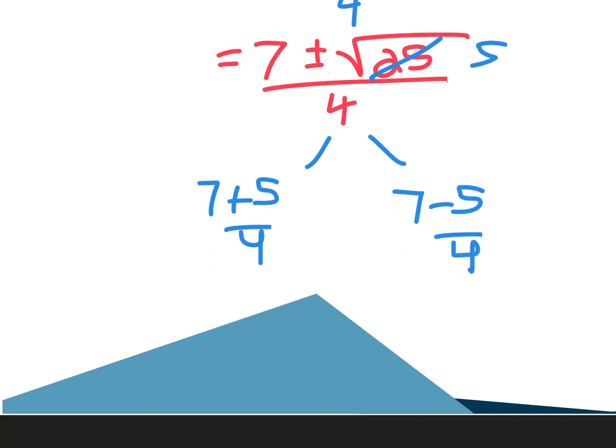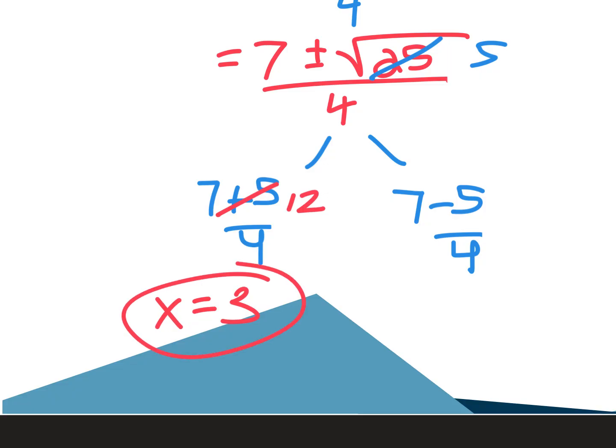Good. So on the left-hand side, guys, what is 7 plus 5? 12. And 12 divided by 4 is good. So x equals 3. And then on the right-hand side here, what's 7 minus 5? 2. And 2 divided by 4 is x equals 1/2.